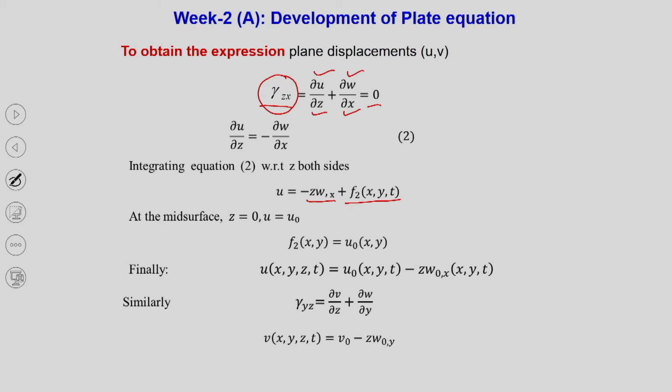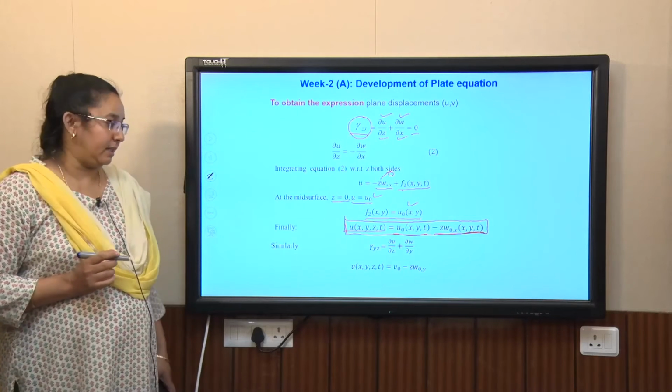If you integrate the equation on both sides, you get minus z times w comma x plus f2, the integrating constant. Again, at the middle surface, putting z equal to 0, this term will vanish and u is equal to u naught. So, f2 will be u naught. So, we can directly write that u can be written as u naught minus z times w naught comma x. So, this tells you the variation of u along the thickness.